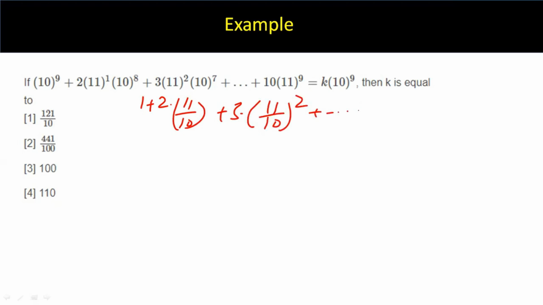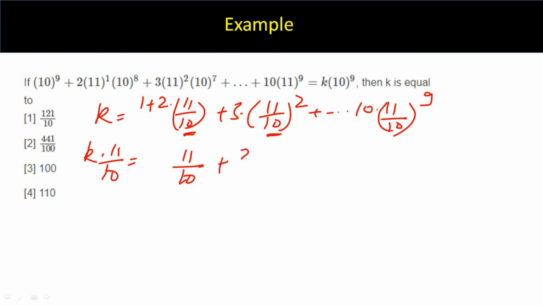From here I can see the pattern. What will the last term be? The last term will be 10 into 11 by 10 to the power 9. This is what k is. From here you all should be able to visualize that this is nothing but an AGP, right? 1, 2, 3, 4 and this is the common ratio. I told you how to solve an AGP. You just multiply with the common ratio. What is the common ratio? 11 by 10. You just multiply this by 11 by 10. This is 11 by 10 and write it shifted. This is 2 into 11 by 10 whole square. Okay. Similarly, the last term will become 10 into 11 by 10 to the power 10, right?